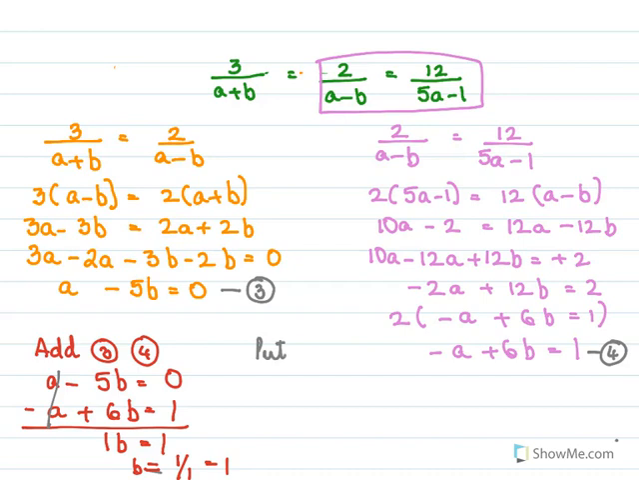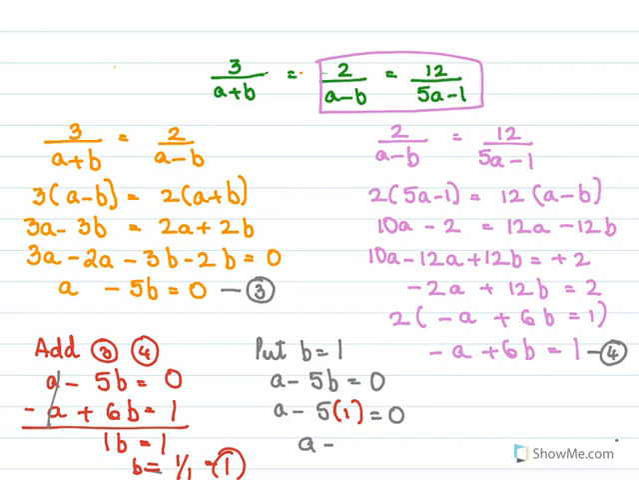Now I've got to find the value of a. To find the value of a, I'll put b equal to 1 in any one of the equations. Say equation 3, that is a minus 5b equal to 0. a minus 5, b we know is 1. Here we put the value of b as 1, which we found here as 1. So this is equal to 0.